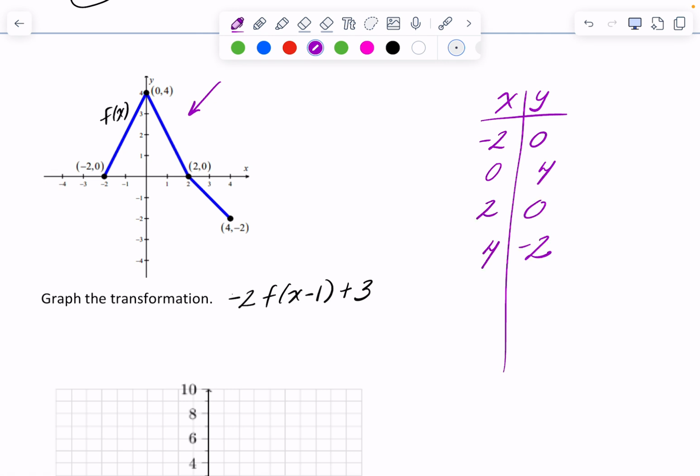And now we're just going to perform the transformations. So I'm going to write myself a note. We need to times our y's by -2. True? Times by -2. Then aren't we going right 1? So we need to take our x's and add 1.